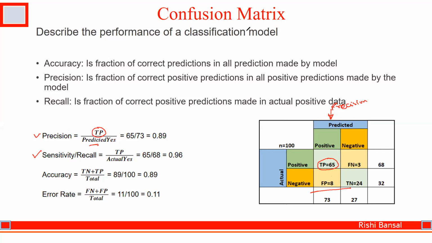And sensitivity comes this way. 65 divided by 68. This becomes 0.96. This is called sensitivity. I will explain why we are taking these two different terms and what is the role of this. We'll take a case study. But till this point, any question on confusion matrix?